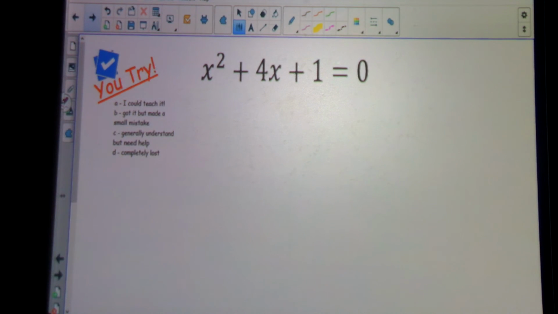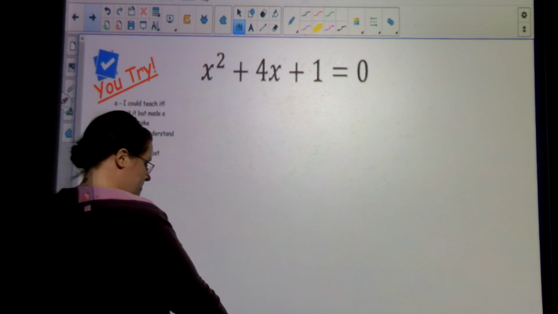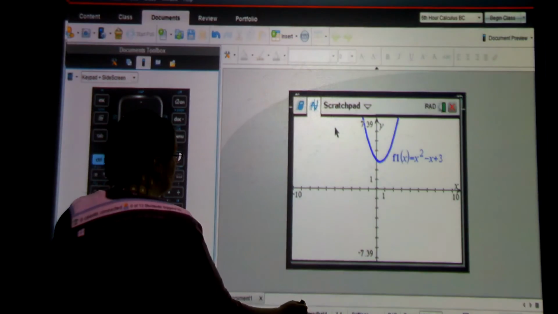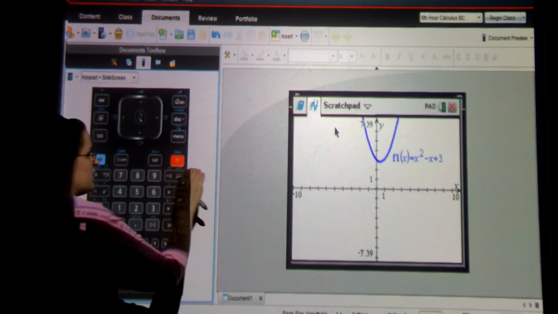You try. So do x squared plus 4x plus 1. We'll give you a minute. Pause the video. When everyone seems to have an answer and is ready, please hit play. Okay, let me go ahead and graph this. Hopefully we did all right, but let's go over it.